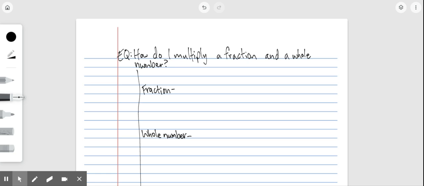All right, you guys, so today we're going to start talking about multiplying fractions. So our essential question is, how do I multiply a fraction and a whole number? I just really quick want to refresh what the word fraction means and what the word whole number means.